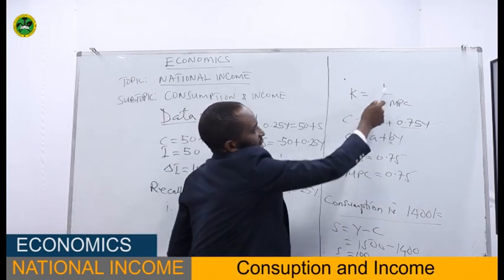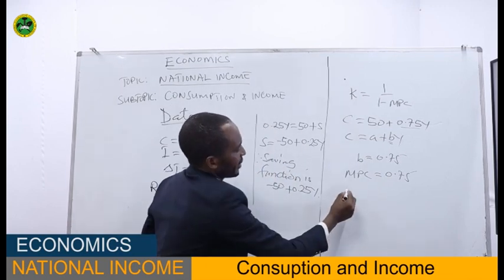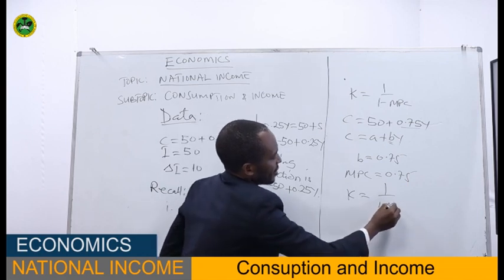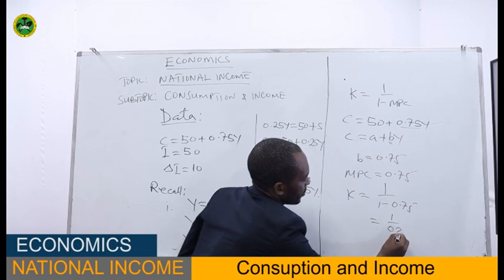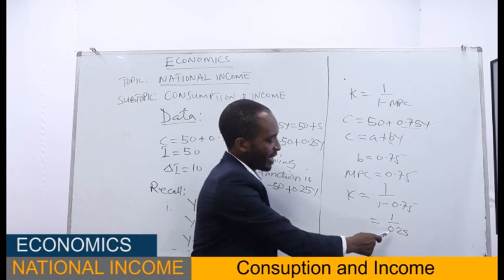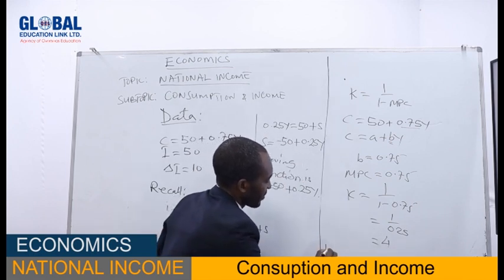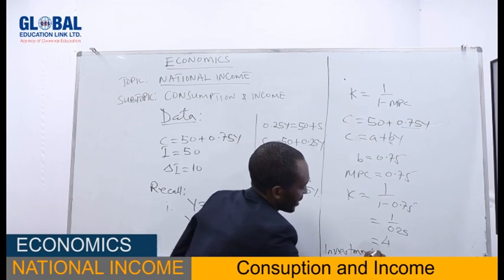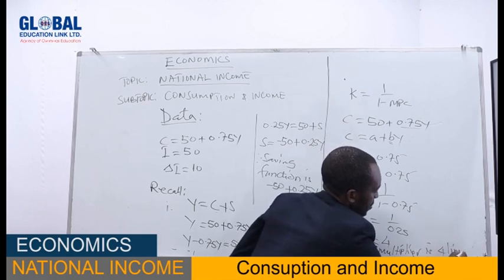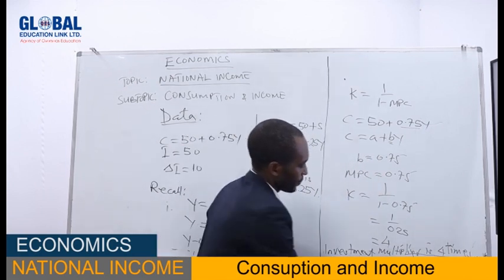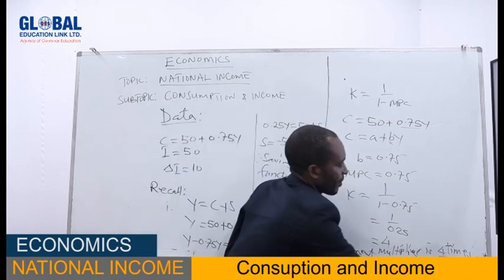Now you can substitute in this equation to get the multiplier. Then k will be equal to 1 over 1 minus 0.75. Now 1 minus 0.75 gives 0.25. So when you divide 1 by 0.25, the answer will be 4. So the investment multiplier is 4 times.